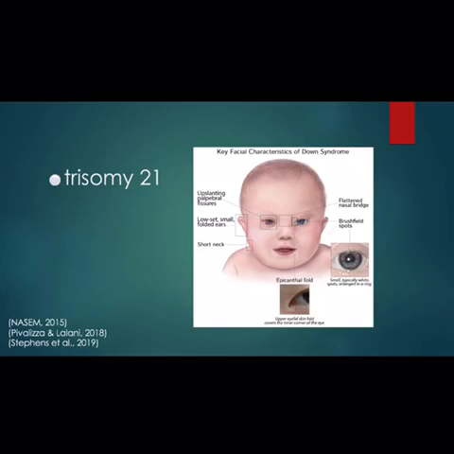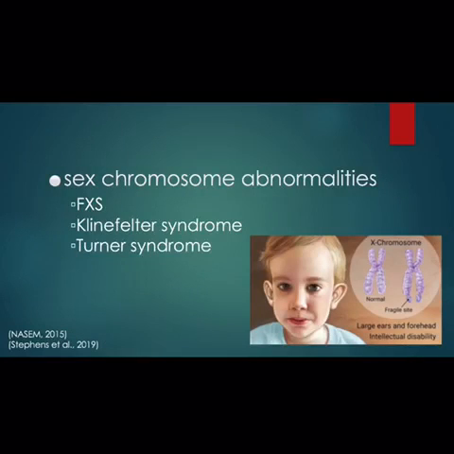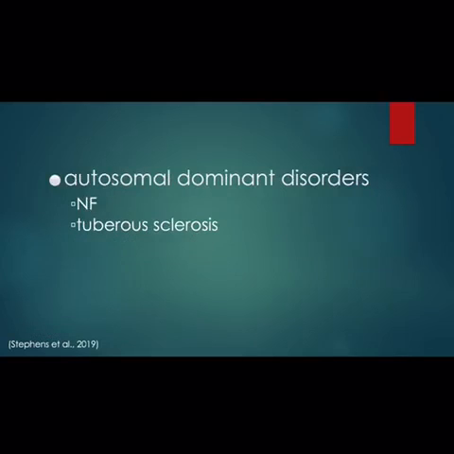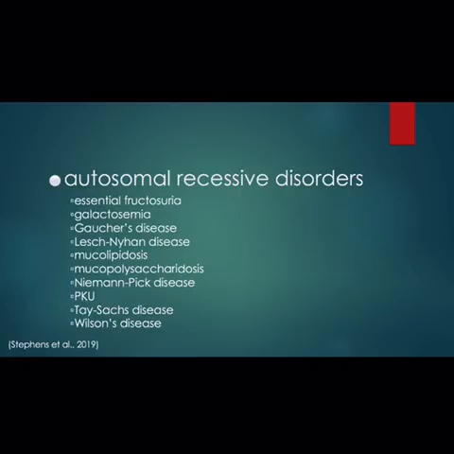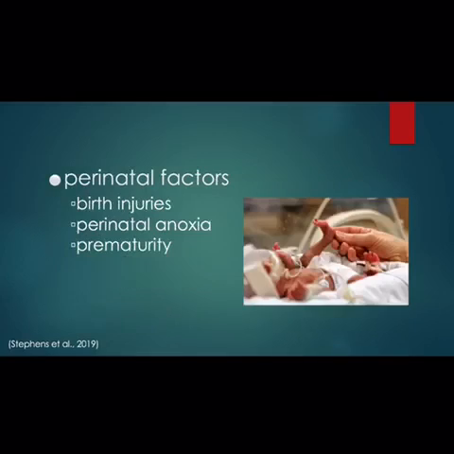Genetic abnormalities comprise the majority of known causes of ID, with trisomy 21 being the most common genetic cause, and trisomy 21 occurs in roughly 1 of every 700 live births. Sex chromosome abnormalities, such as Fragile X syndrome, which is the most common inherited cause of ID and affects roughly 1 per 5,000 males, Klinefelter syndrome, and Turner syndrome. Autosomal dominant disorders, such as neurofibromatosis and tuberous sclerosis. Autosomal recessive disorders, with a number listed here, and some of which are metabolic disorders.